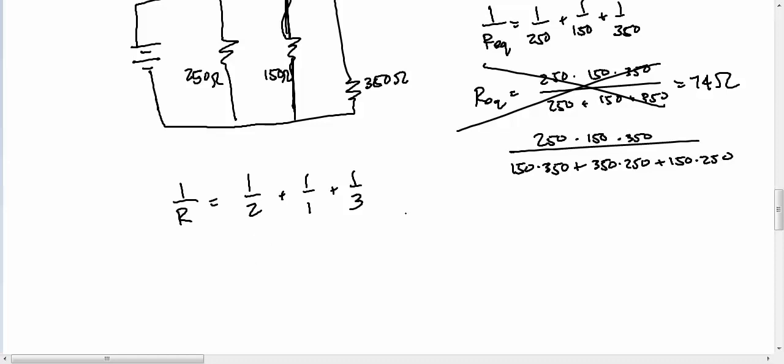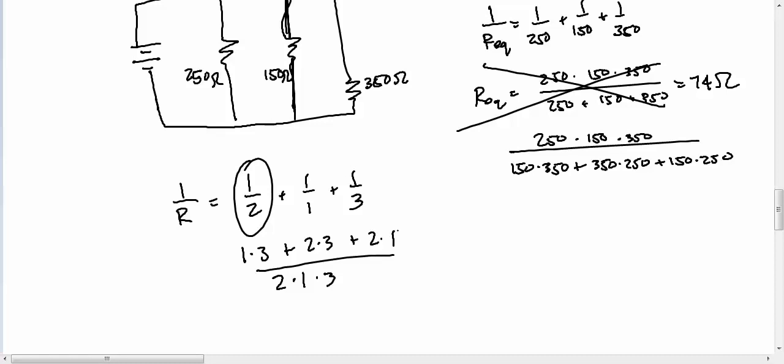I want to add these together. So in order to do that common denominator, I would go 2 times 1 times 3 is my common denominator. Right? And then this one, what is missing? So it would be 1 times 3. And then this one, it would be 2 times 3. And this one, it would be 2 times 1. You get it? And then you flip it over. So that's why I had to do 250 times 150 times 350 plus 1 times 3 plus 2 times 3 plus 2 times 1.